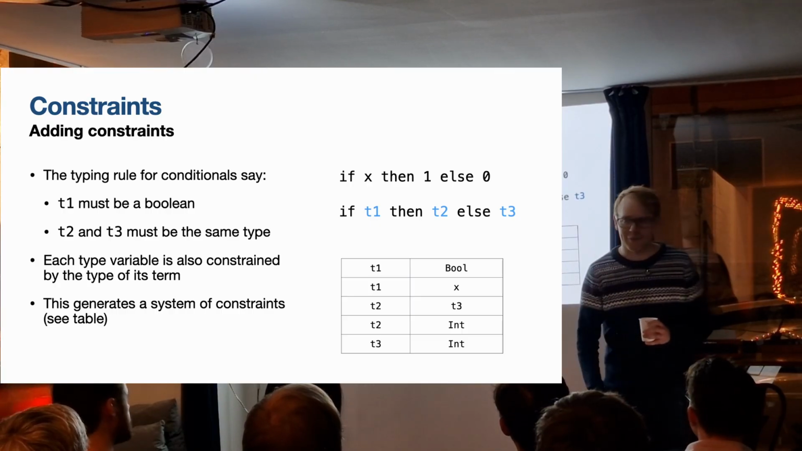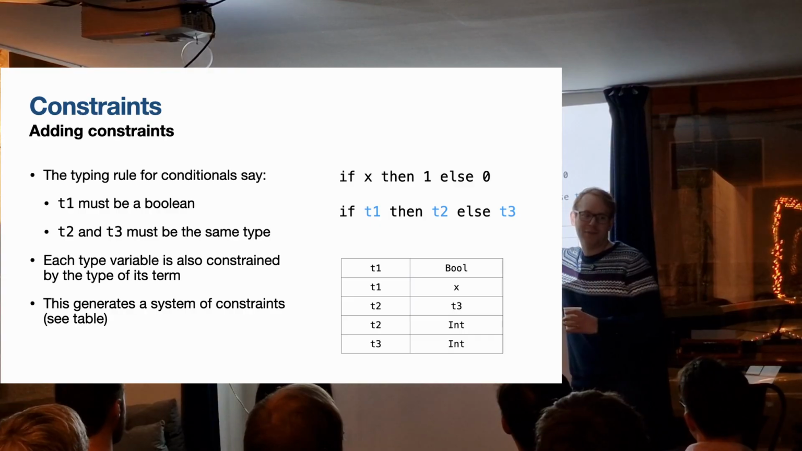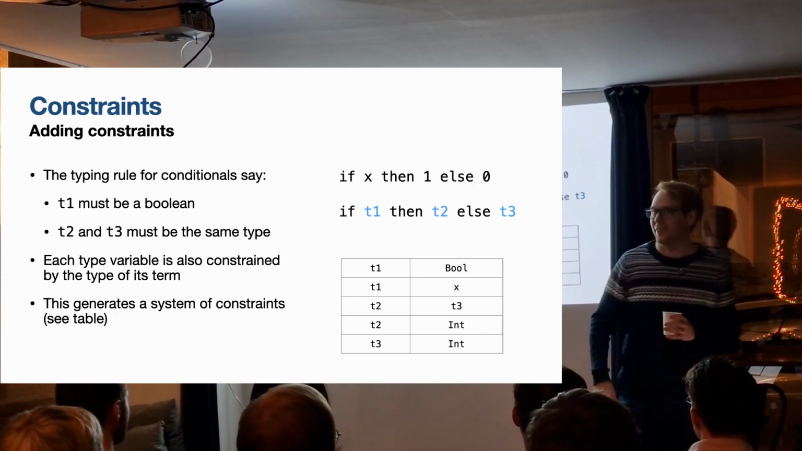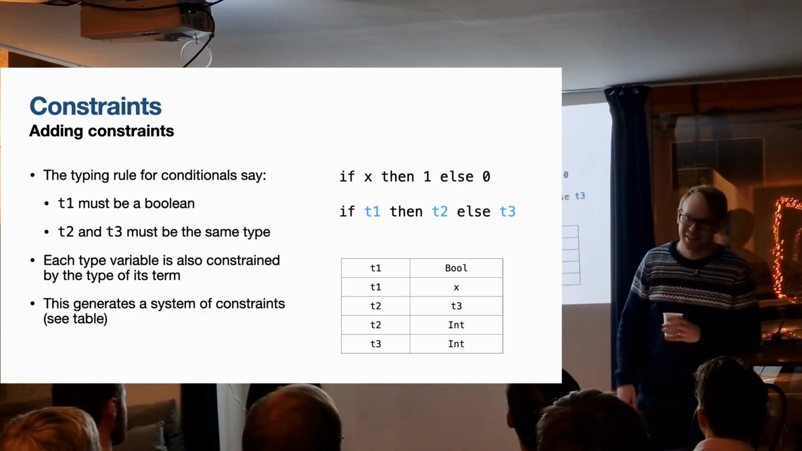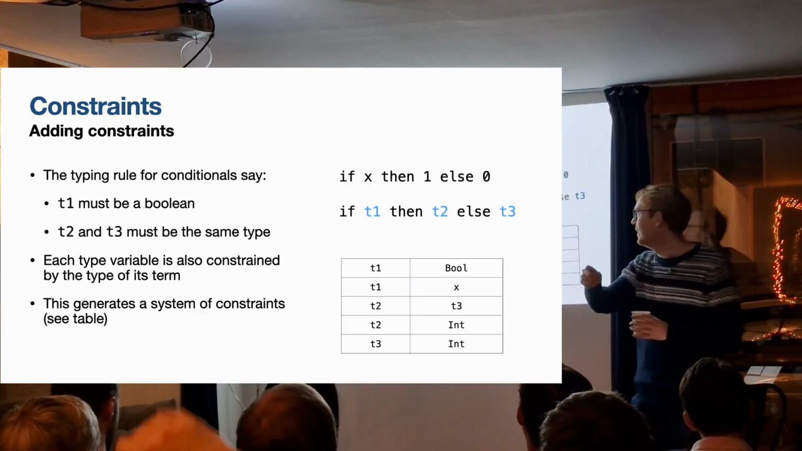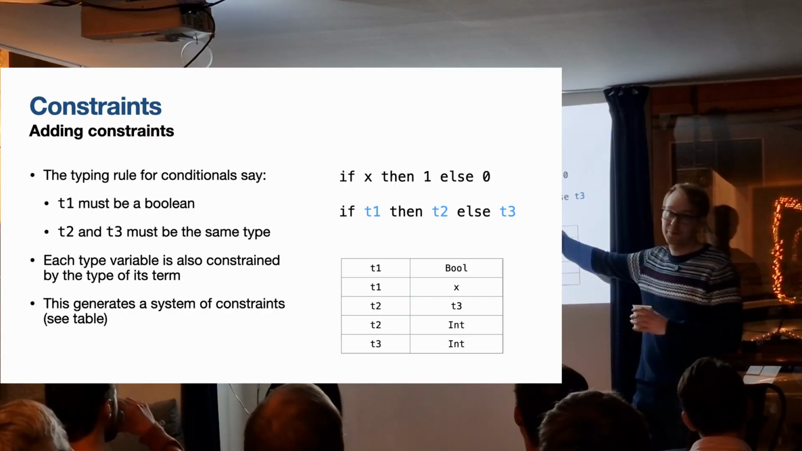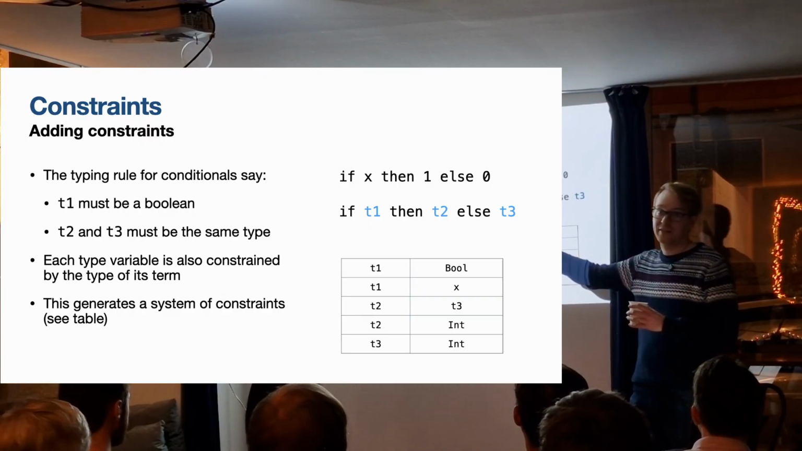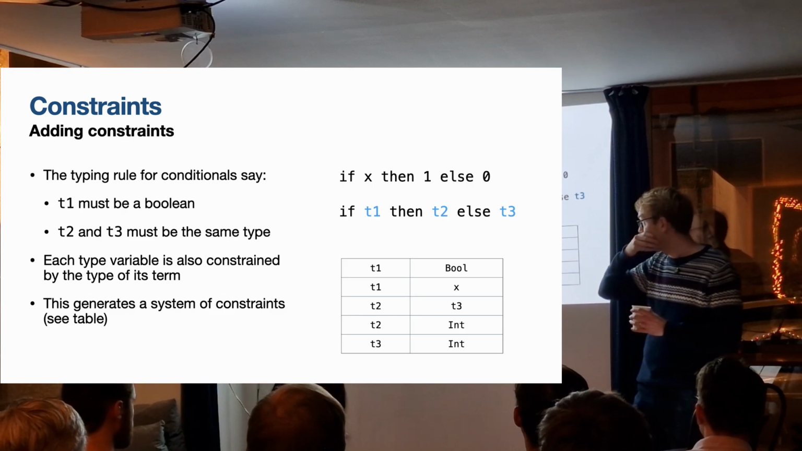Do we have any other typing rules? I mean, okay, pretend you're not seeing this. Maybe I shouldn't have put this on the slide if I wanted to make it a quiz. T2 and T3 must be the same type. Yes, exactly. Because both body terms must be of the same type, right? Because the conditional only has a single return type.